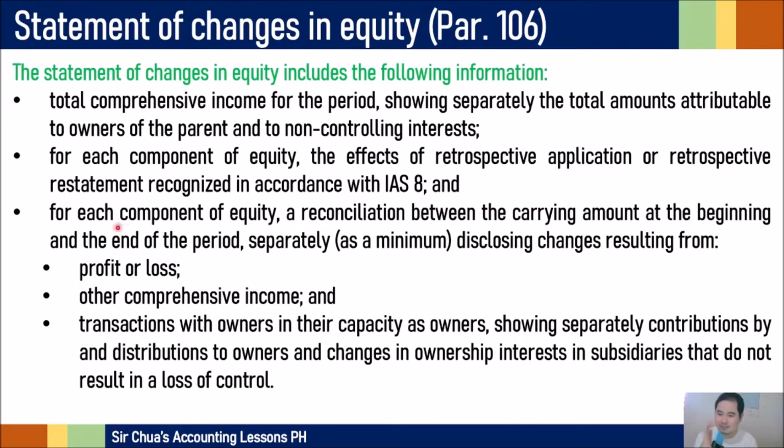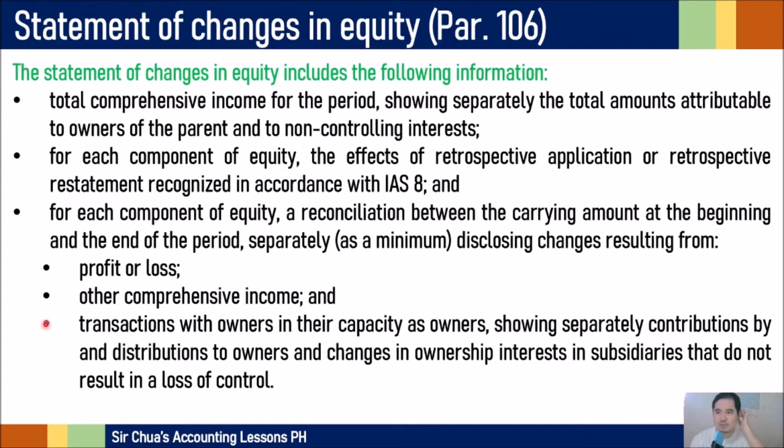And then, our capital statement should have beginning and ending balances, with disclosure of why there were changes. Why did the beginning balance become the ending balance? What should we present there? Of course, our P&L and then OCI and transactions with owners in their capacity as owners, like issuance of share capital, so showing separately contributions and distributions to owners and changes in ownership interest in subsidiaries that do not result in a loss of control.